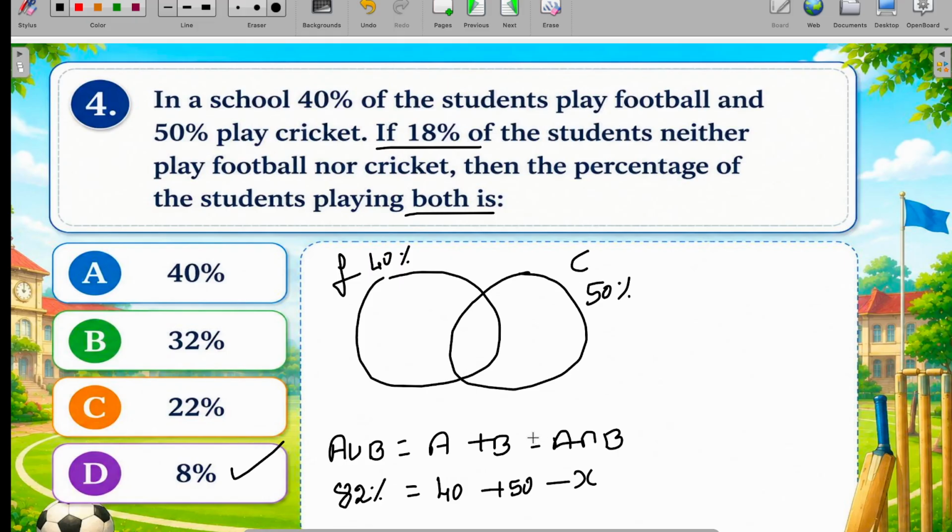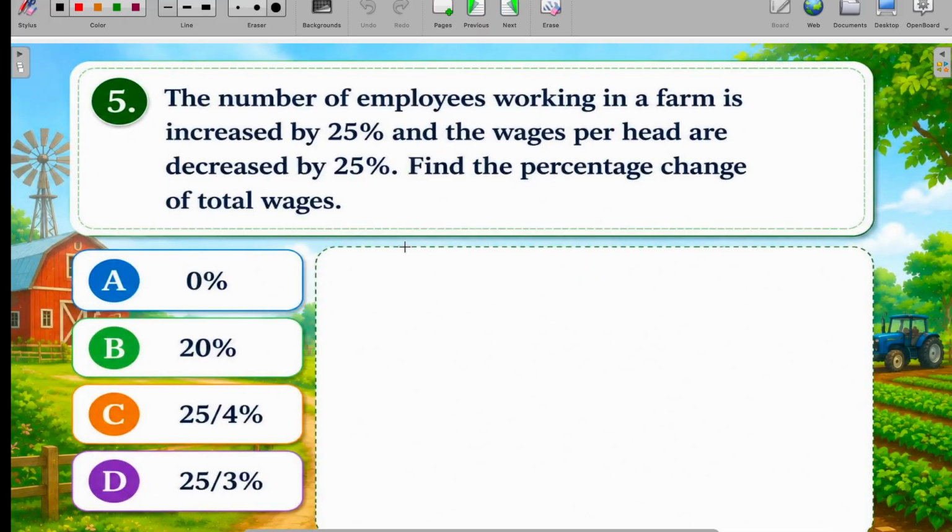This formula you should understand. The number of employees working in a firm is increased by 25 percent, wages per head decreased by 25 percent. Find the percentage change of the total wages. So revenue is equal to price into quantity, or revenue, how we are getting it: persons, how many persons are there, how much salary changes.